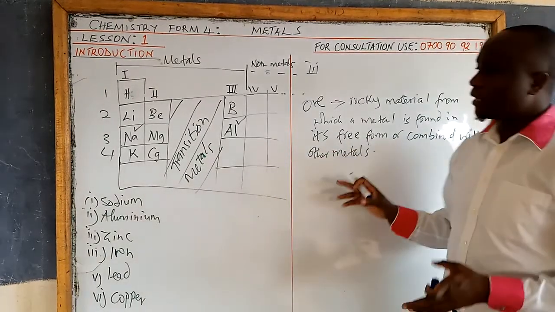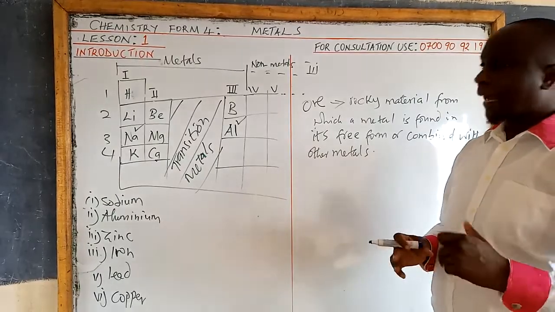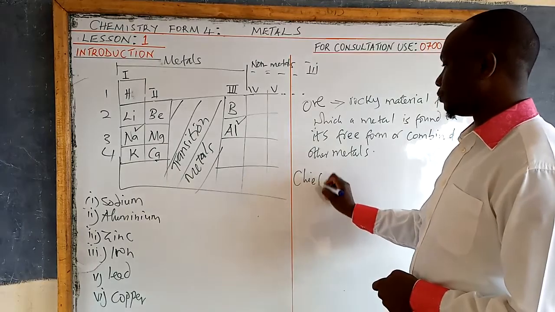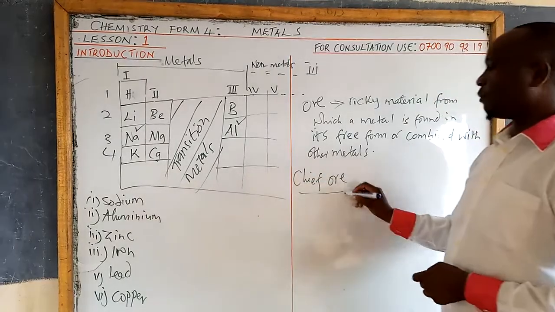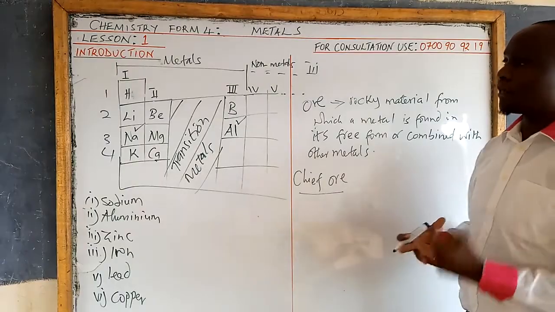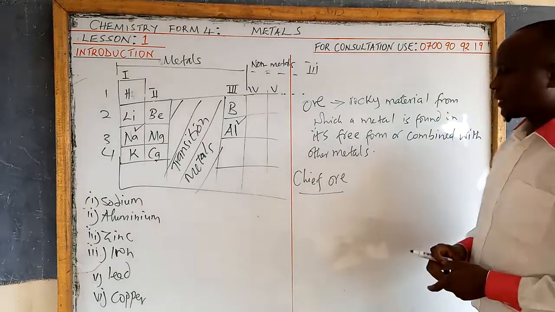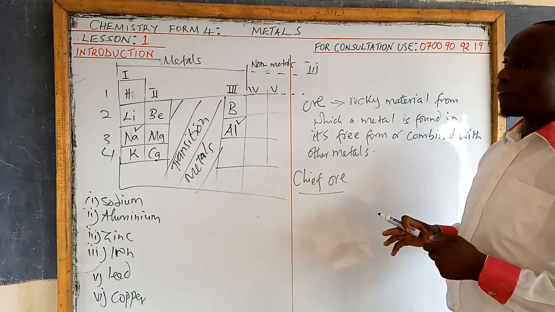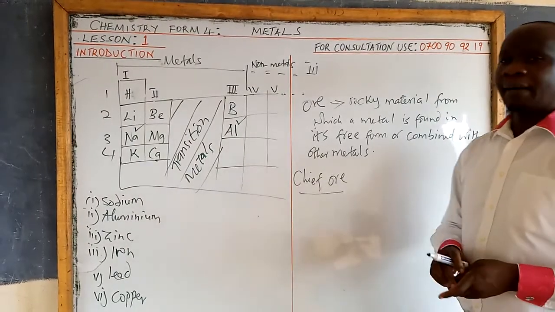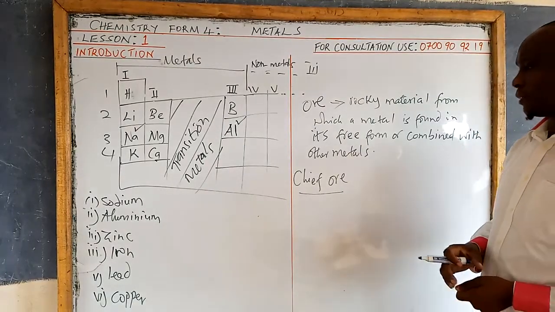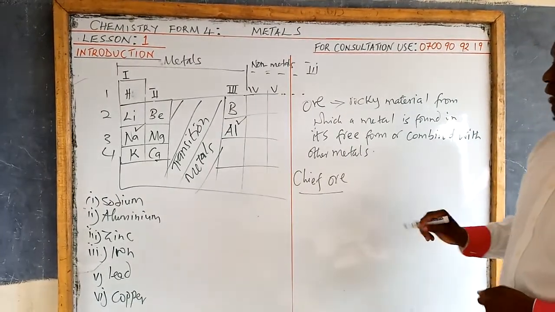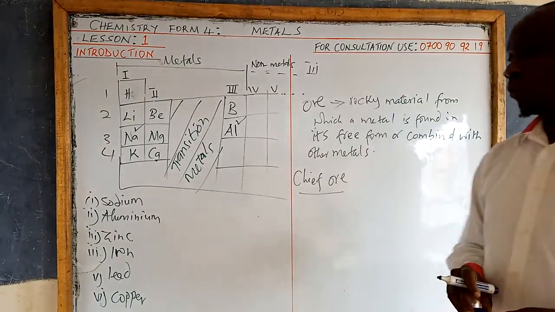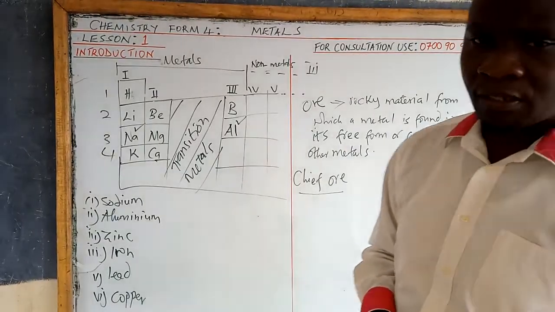And then the ore from which the metal can be obtained on a large scale for commercial purposes is called chief ore. So the chief ore is an ore from which the metal can be obtained on a large scale or for commercial purposes. So there are some ores from which metal can be extracted, but in very small quantities. Those ones, we don't refer to as chief ores. But a chief ore is the ore from which the metal can be extracted on a large scale.